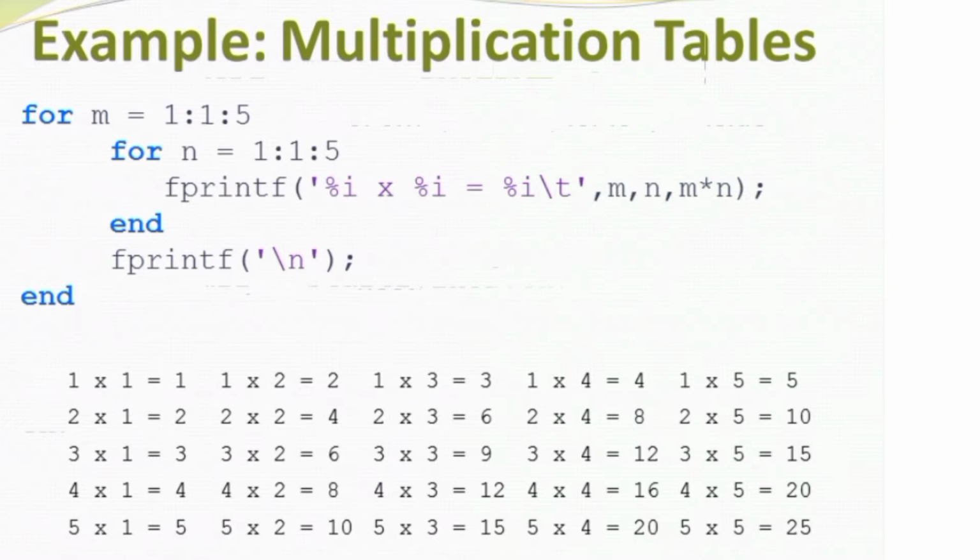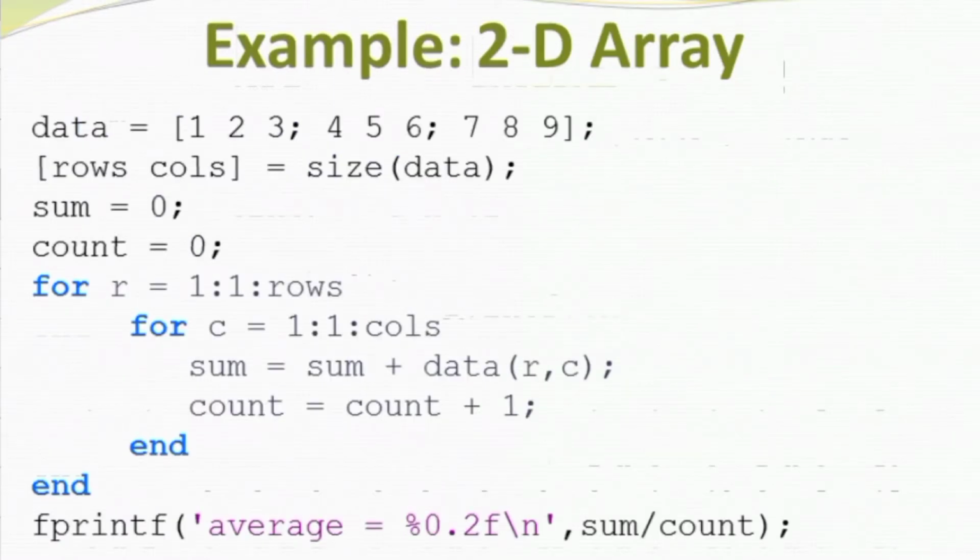So here we have another example of a nested for loop structure, but we're actually using it with a two-dimensional array. This is probably one of the most common instances where you would use nested for loops, and one that you'll probably see a lot throughout this course. So here we have an array called data, which is a 3x3 array, and it has the numbers 1, 2, 3, 4, 5, 6, and 7, 8, 9, and it's 3 rows.